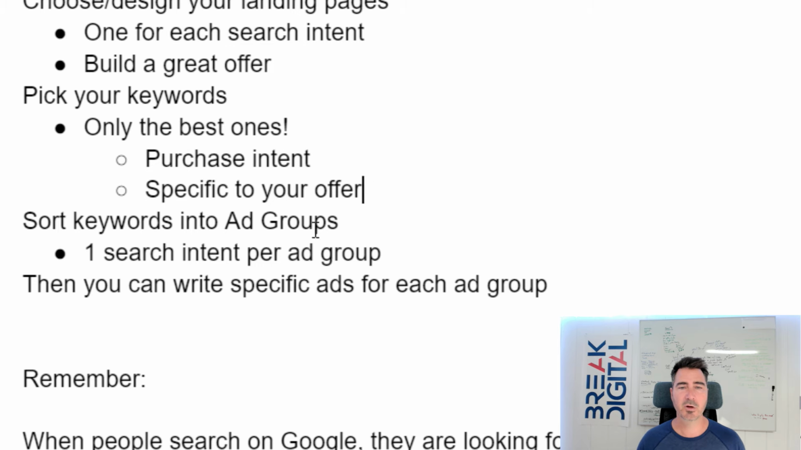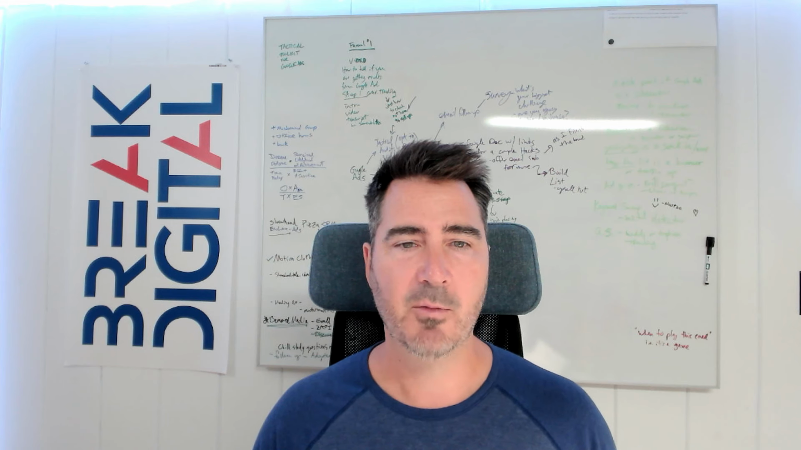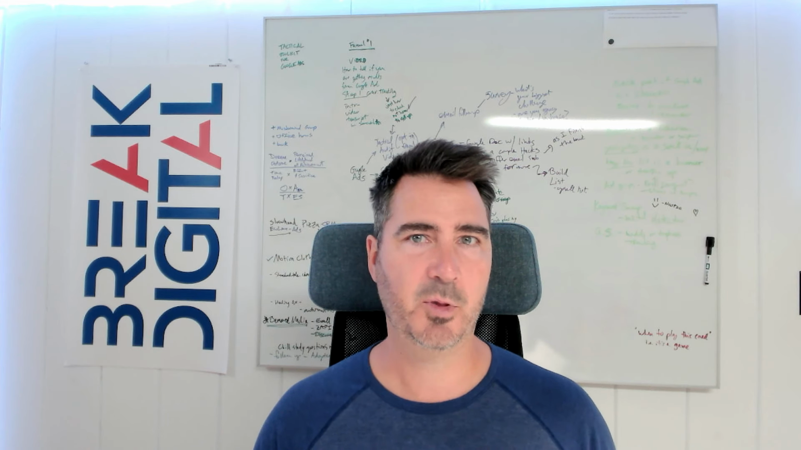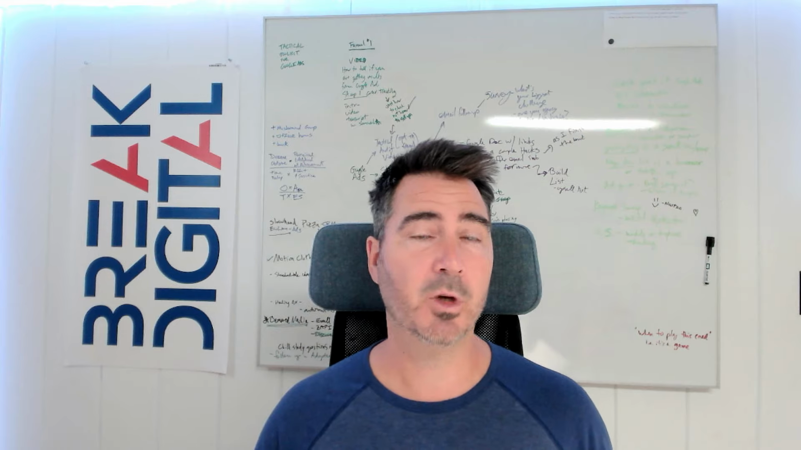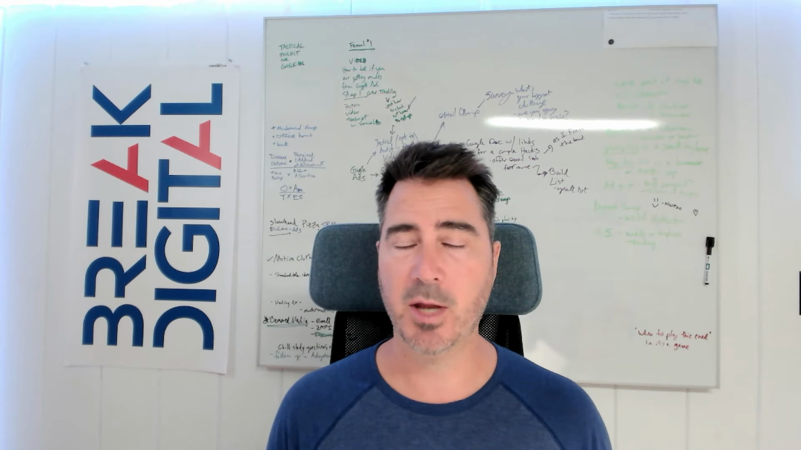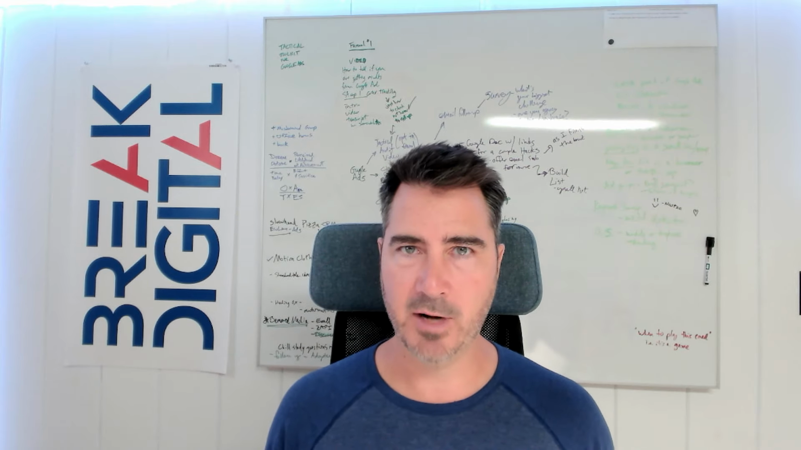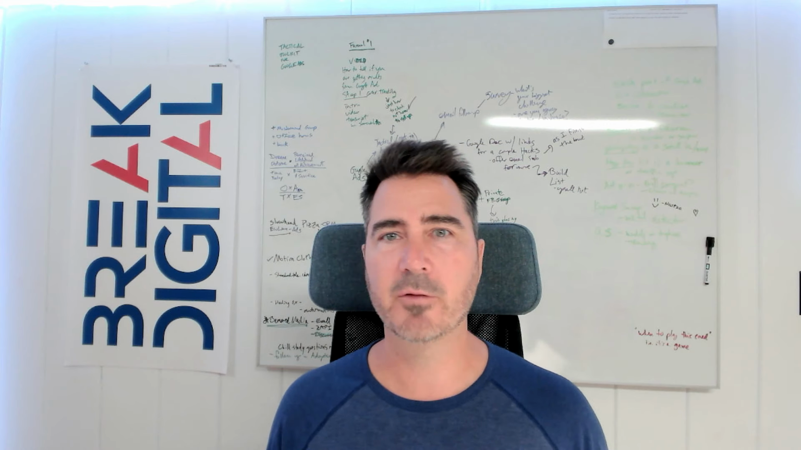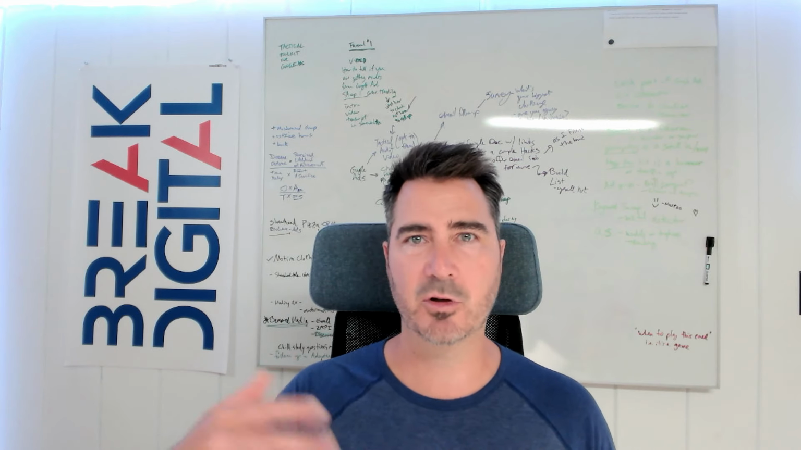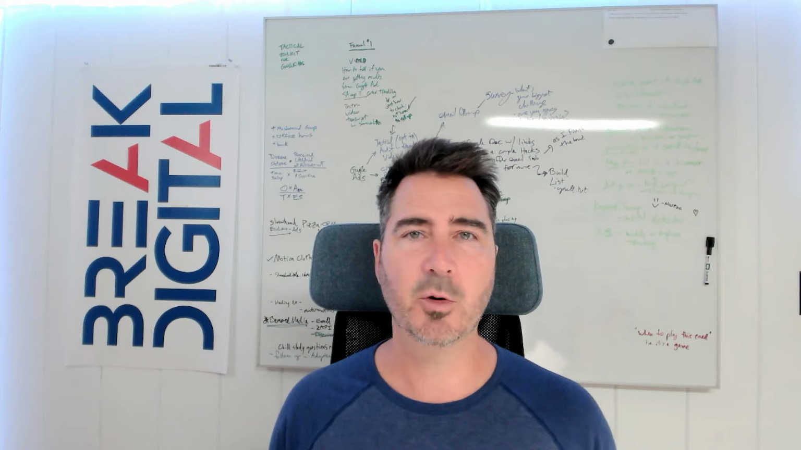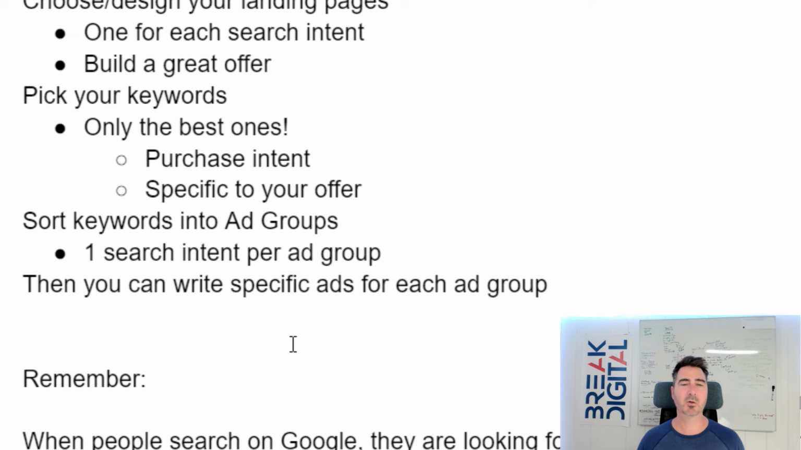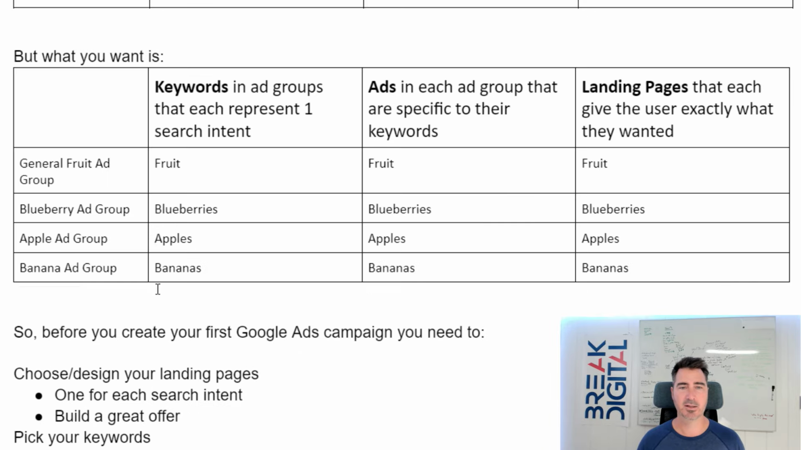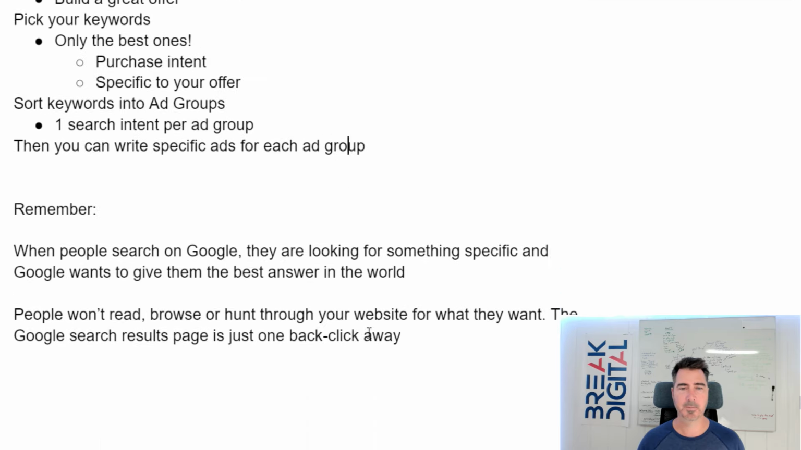Then you'll sort your keywords into ad groups. And remember, that's one search intent per ad group. So you might end up with only one keyword in an ad group, and that's okay. You might end up with 20 different ad groups. If you have 20 different offers or 20 different ways that people search for your offer, then that's totally fine. Once you have your keywords sorted, then you can write a specific ad for each ad group. A blueberry ad, an apple ad, a banana ad. We're getting very specific here.